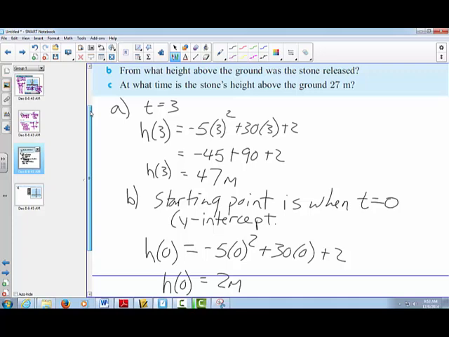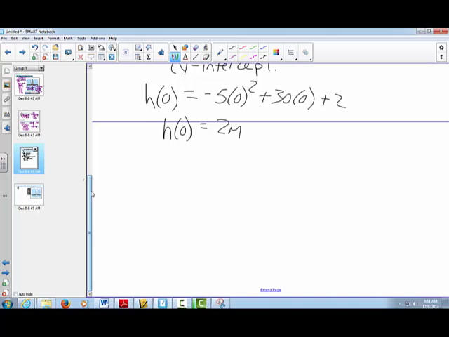At what time is the stone's height above the ground 27 meters? Now, this is saying, I'll put the C. h of t equals 27 meters. Height is 27 meters, but we don't know what t is. That's unknown to us. So what we're going to do is replace h of t with 27. So we get 27 equals negative 5x squared plus 30x plus 2.